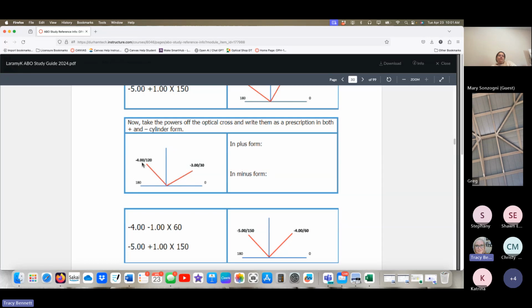And again, think money. So I had -$3 when I started the day, and at the end of the day, I was in debt by $4. I spent an extra dollar, right? So then that would put that one, if I take the -3 first, then that would be -3 -1 at 30. So if I want it in plus cylinder form, if I go from a -4 to a -3, you see how I gained a dollar. Start out with $4 in debt, and by the end of the day, I was $3 in debt. Then I gained a dollar. So -4 plus 1 at axis 120.